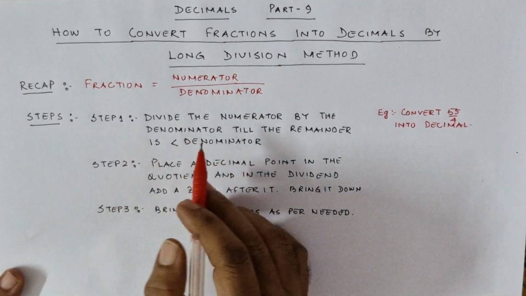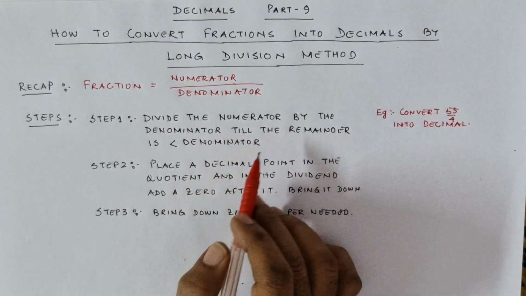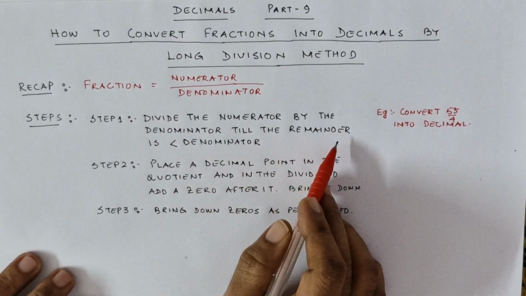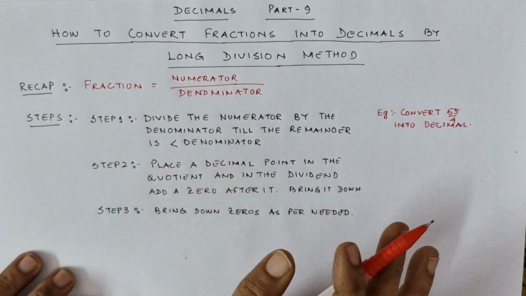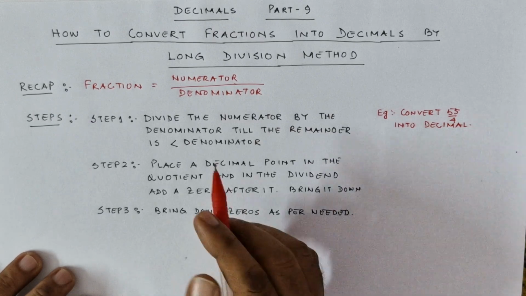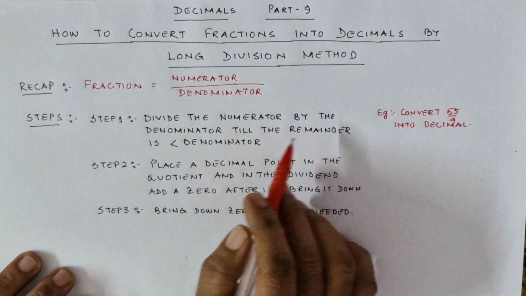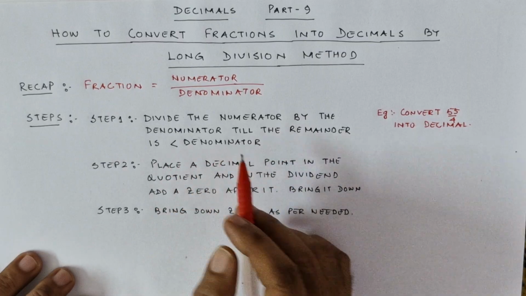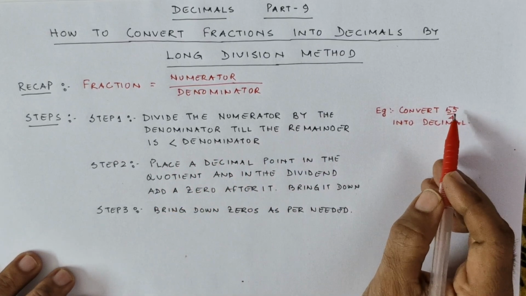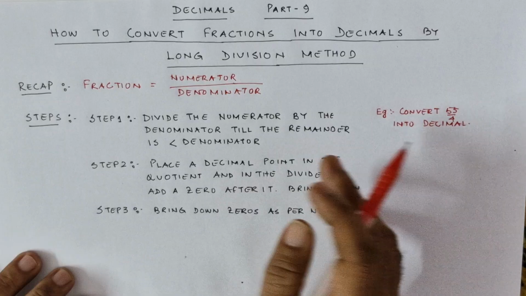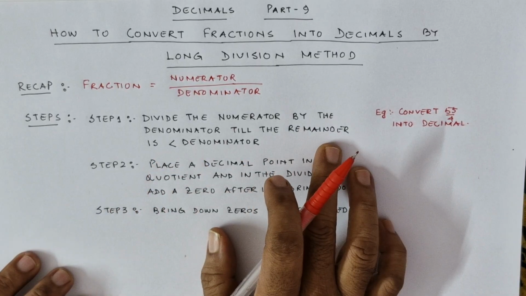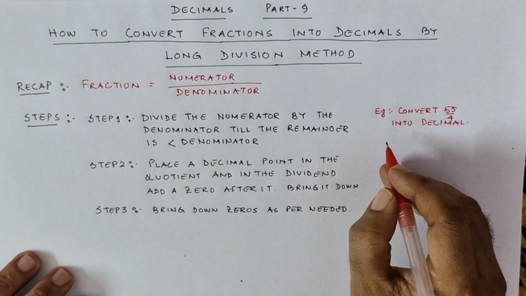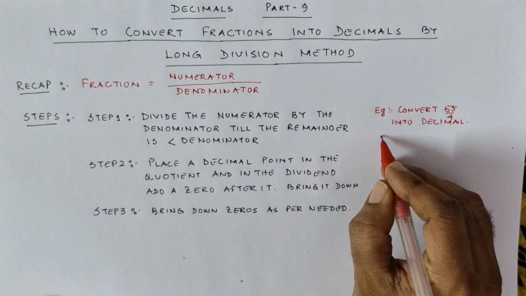Step 1: divide the numerator by the denominator till the remainder is less than the denominator. Got it? So this is the first step. So we have to divide 55 by 4 till we have a remainder less than the denominator. Let's check it out.